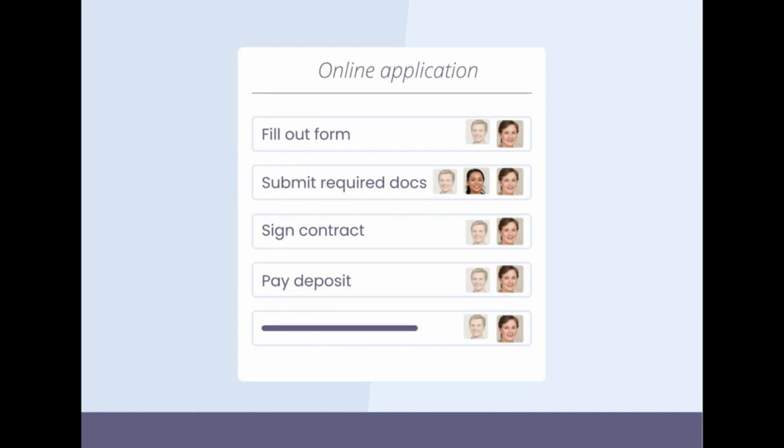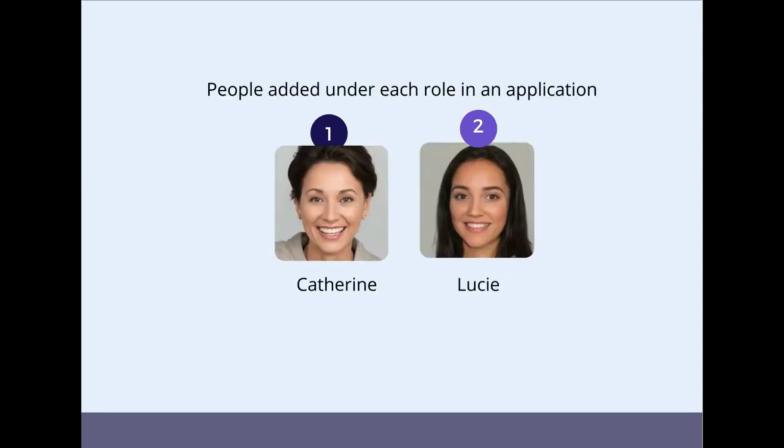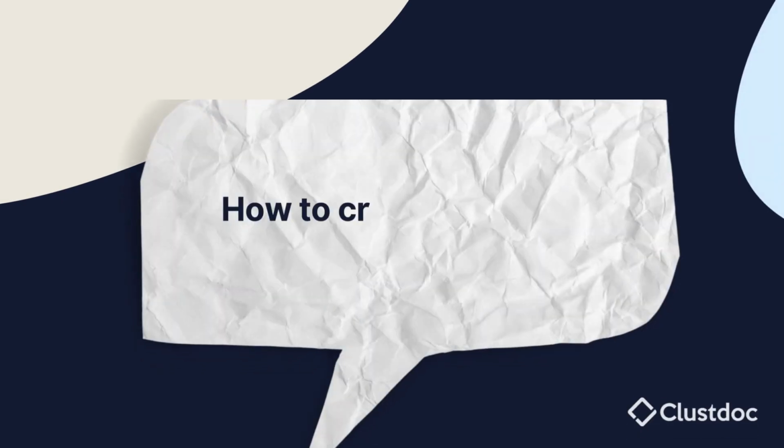So as you can see, stakeholders can be used when you have more than one person involved in your process. It could be, for example, husband and wife, borrower and co-borrower, co-founders, etc. How to create stakeholders.